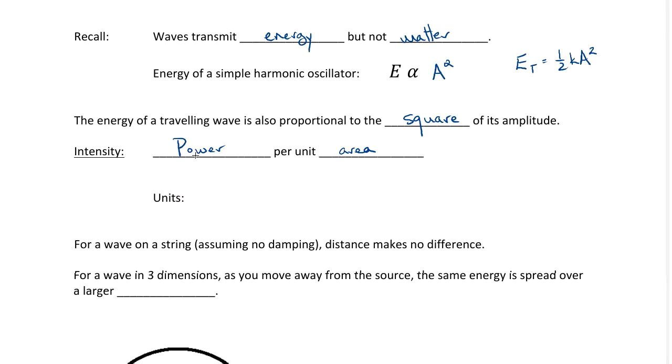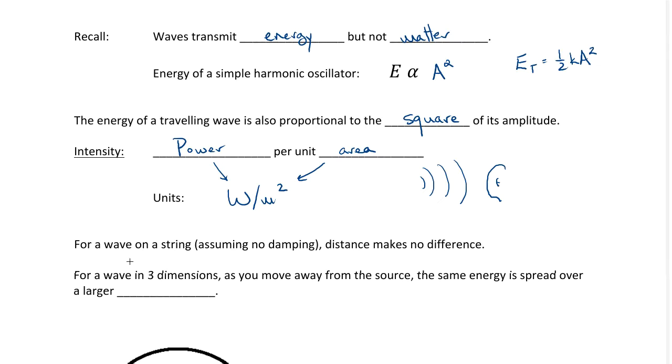So power, recall, is energy divided by time and has units watts. So the units of intensity would be watts per meter squared. Watts from the power, meter squared from the area. And this is basically saying how much power you are intercepting with your detector. So if you imagine your ear and you've got sound waves moving towards it, we want to know the power per unit area because we're only intercepting the energy over a particular area.